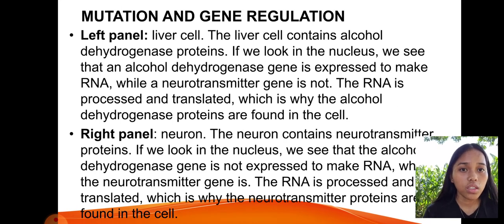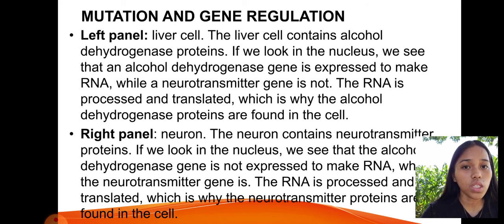The right panel, neuron. The neuron contains neurotransmitter proteins. If we look in the nucleus, we see that the alcohol dehydrogenase gene is not expressed to make RNA, while the neurotransmitter gene is. The RNA is processed and translated, which is why the neurotransmitter proteins are found in the cell.